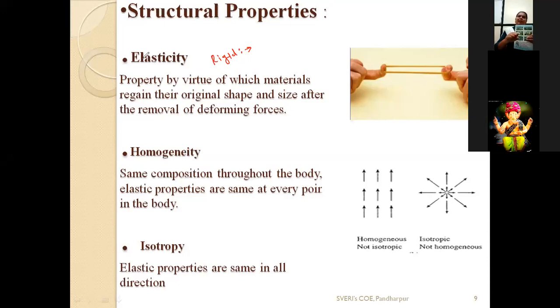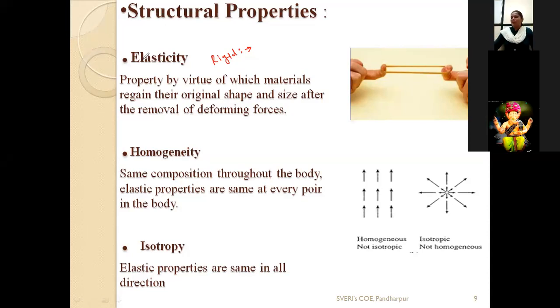When I am hitting with my hand, the amount of loading is low, so deformation occurs in my hand. But when I apply load using a hammer, deformation will occur in this diary. So elasticity and rigidity depend on the application of loading.